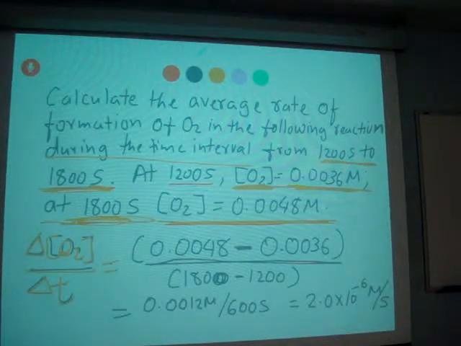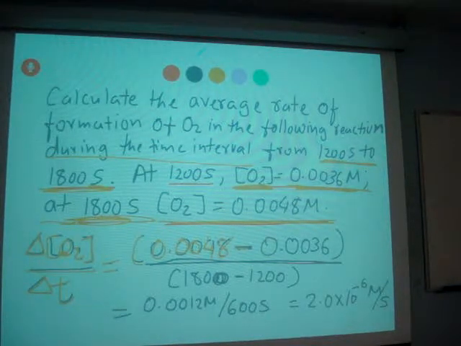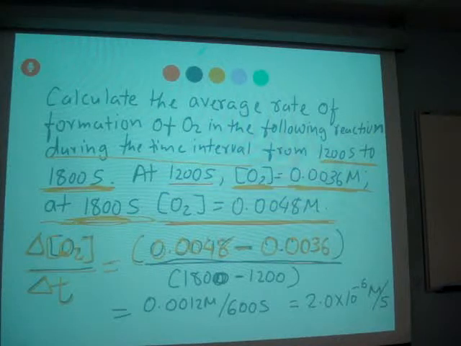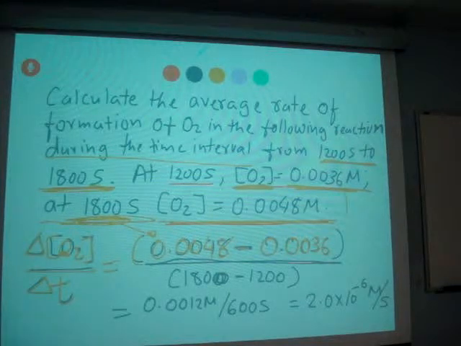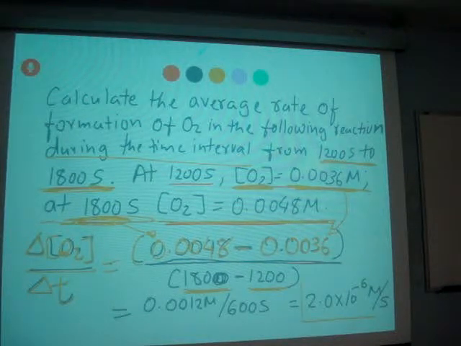When you calculate, you have 0.0048 minus 0.0036. Because 0.0048 at 1800 seconds we plug in, and at 1200 we plug in this concentration. The change in concentration is divided by the time, 1800 seconds minus 1200 seconds. When you calculate, you get 2.0 times 10 raised to minus 6. Remember, the unit is molarity per second. So you can calculate the average rate of formation of O2.